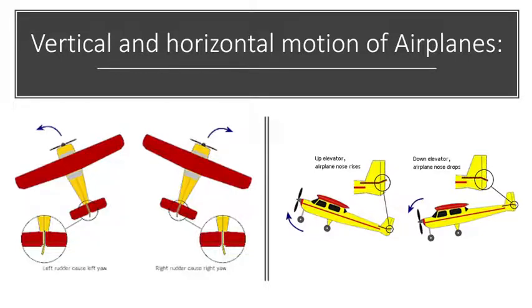The horizontal direction of the plane is controlled by the rudder, also at the tail of the plane, that works in the same manner as elevators. And finally, the wings of the plane contain the aileron that helps the plane to rotate as required.